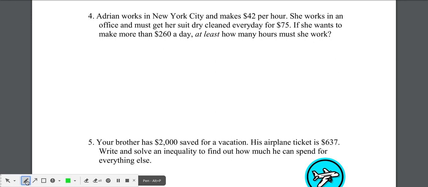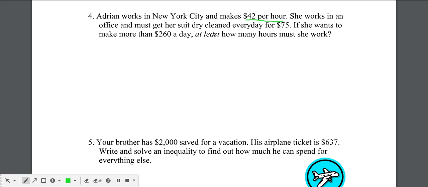All right, check out question number 4. Adrian works in New York City. Might have a fancy job because they have to. She makes $42 an hour. Let's underline some of the things that are important. Okay, as we look at this, $42 per hour is important.